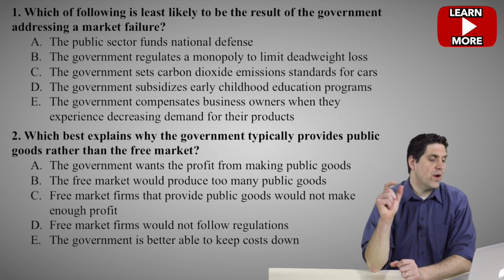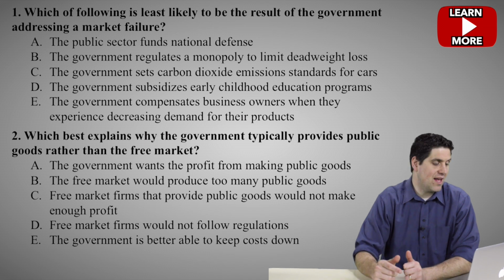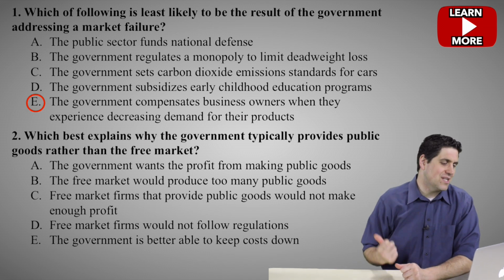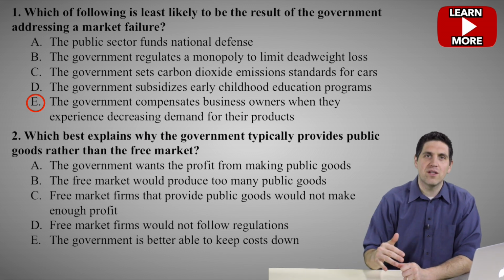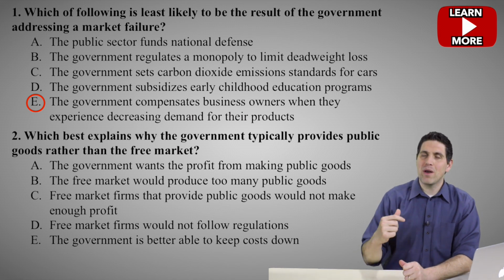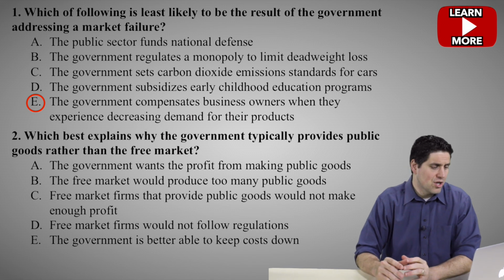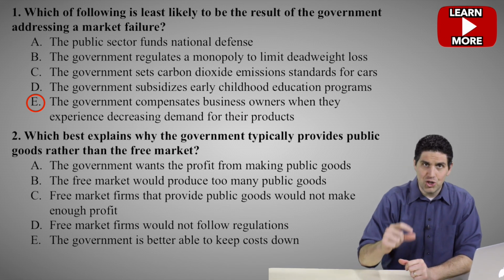Okay, for question number 1, which of the following is least likely to be the result of the government addressing market failure? The right answer here is E. Of all these answers, E is the one that really doesn't fit. All the other ones are showing this idea of a market failure. There's a clear market failure. And E, when a business owner has less demand, well, that's just the market saying we don't want your product. So that's how the market should work.